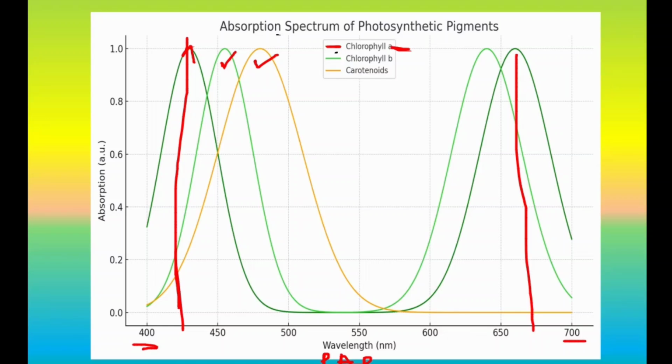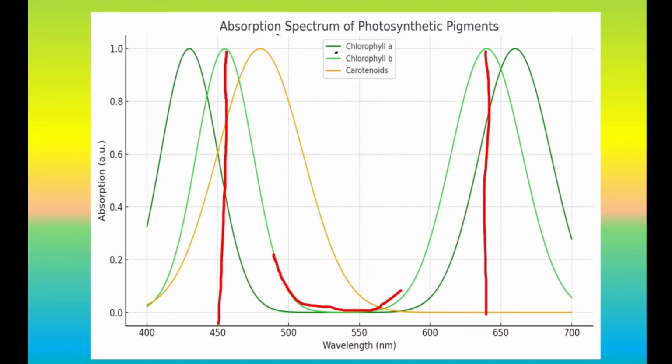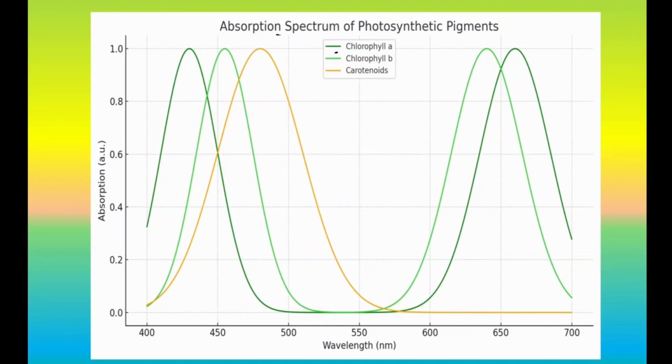Then if you check chlorophyll B, it shows its activity higher at 450, then there is no activity in between the range, and then it again shows higher activity around 630, right? So each pigment shows its activity at different wavelengths. That means they absorb different wavelengths of light. And if you check, carotenoid only absorbs around 480 nanometer of light, not any other light, right? So this is called the absorption spectrum of photosynthetic pigments.